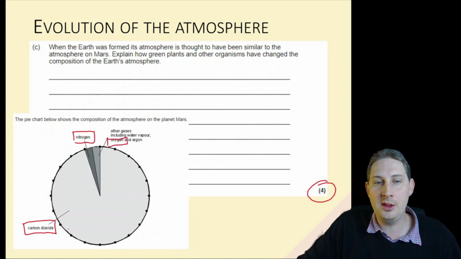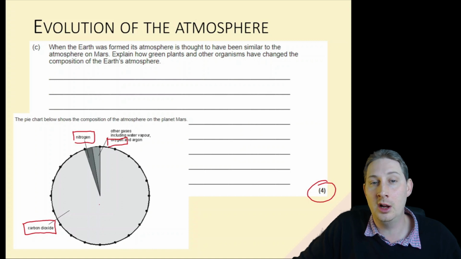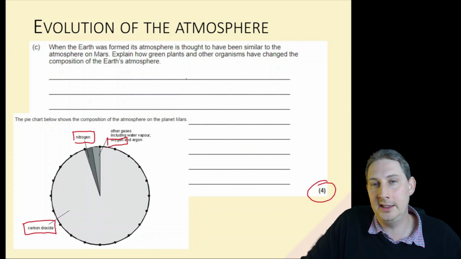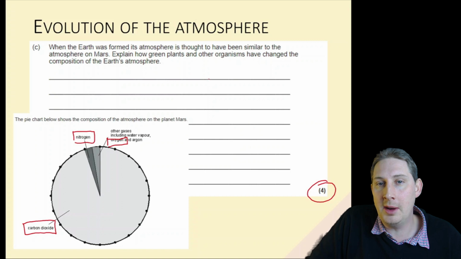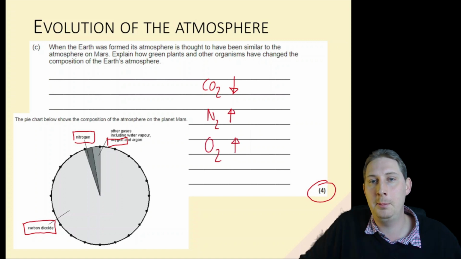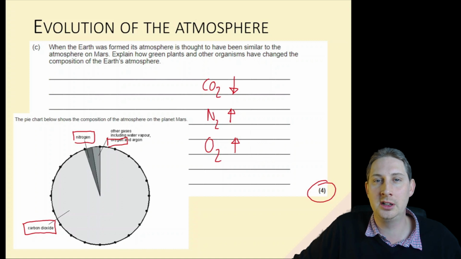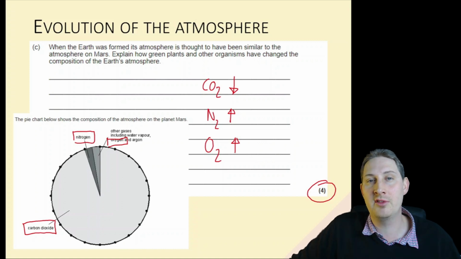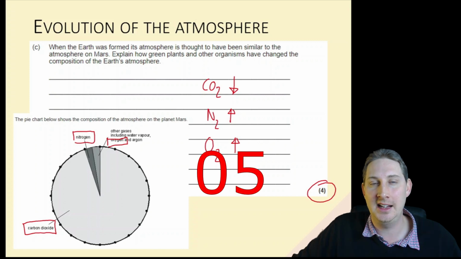So addressing those 3 points, those 3 gases will certainly get us 3 points. So talk about why carbon dioxide went down, talk about why nitrogen went up, talk about why oxygen went up, and that should get you all 4 marks. Again, if you need to go and refresh your knowledge of this topic, then please do so before tackling this question, but pause the video for at least 4 minutes and then have a look at the answer.